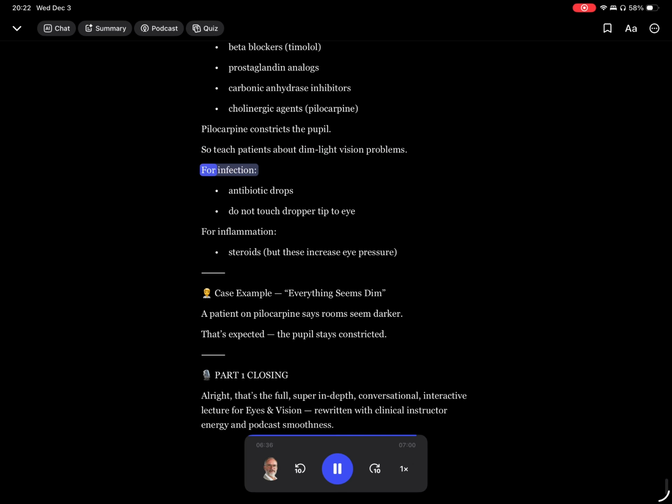For infection: antibiotic drops. Do not touch the dropper tip to the eye. For inflammation, steroids. Case example: "Everything seems dim." A patient on pilocarpine says rooms seem darker. That's expected. The pupil stays constricted.